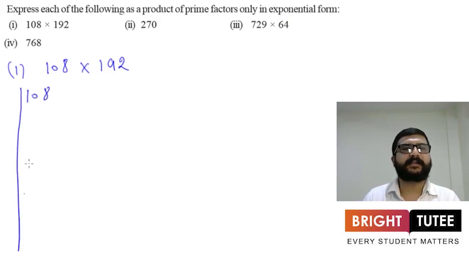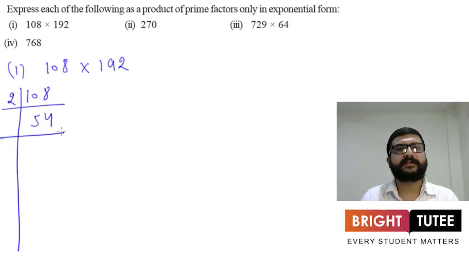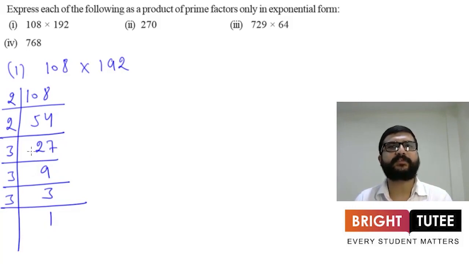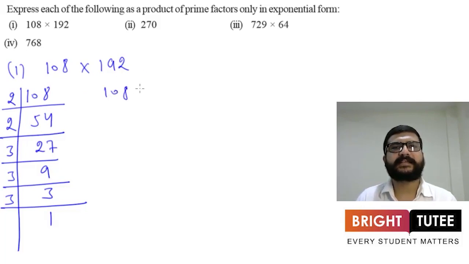So 108, this is divisible by 2. We will get 54 here. Now 54 is again divisible by 2. We will get 27. Now 27, it is divisible by 3. So we will get 9 here. Now 9 is divisible by 3. So we will get 3 here. Now 3 is again divisible by 3 and we will get 1 here. This is the same process which we do while finding LCM of two numbers. So here we have seen that 108 can be written as 2 to the power 2 into 3 to the power 3.